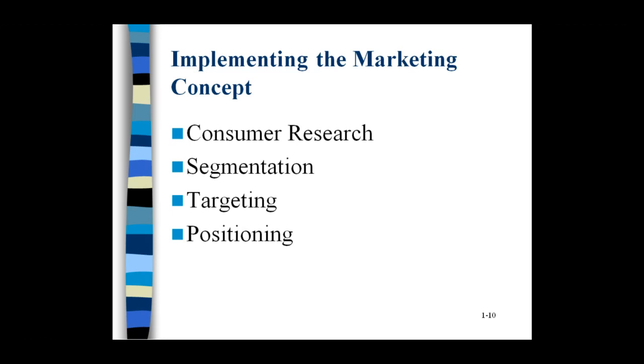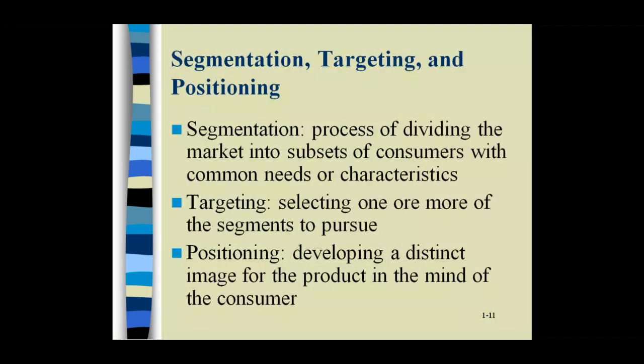Then the second pillar is segmenting, the third is targeting, and the fourth one is positioning. Now, what are we talking about when we say segmenting, targeting, and positioning? Segmentation is a process of dividing the market into subsets of consumers with common needs or characteristics. Targeting is selecting one or more of the segments to pursue, and positioning is developing a distinct image for the product in the minds of the consumers. So, in short form, we know this as STP: segmenting, targeting, and positioning.